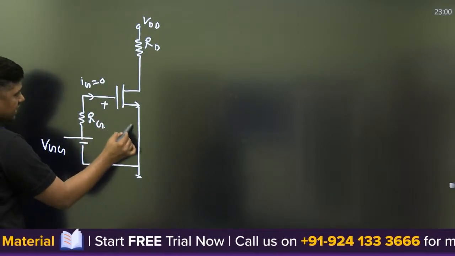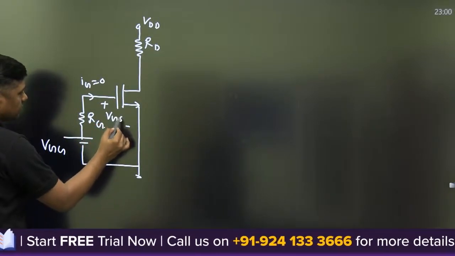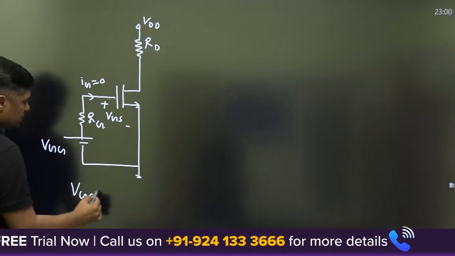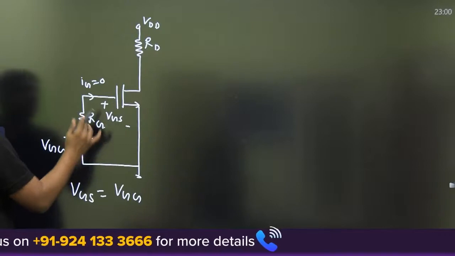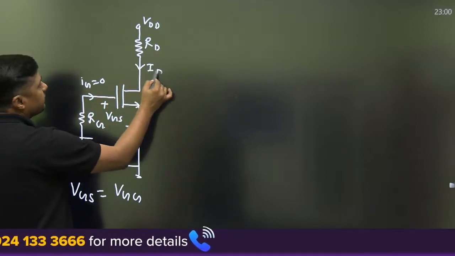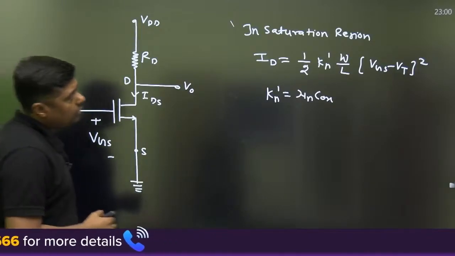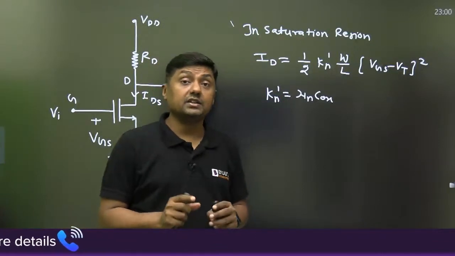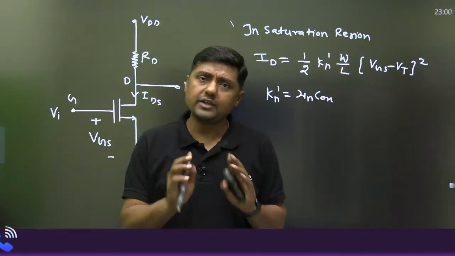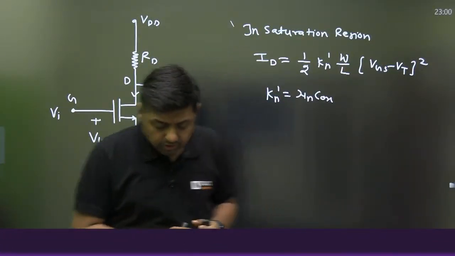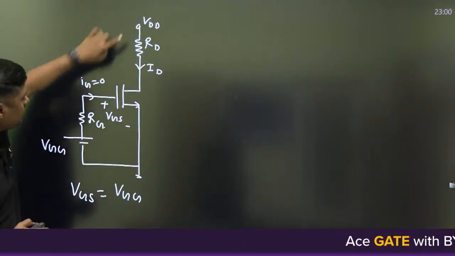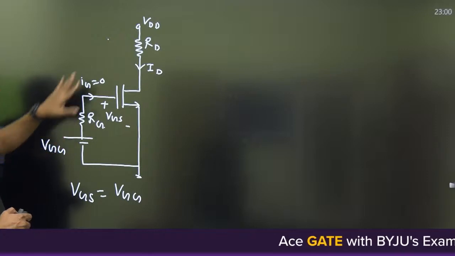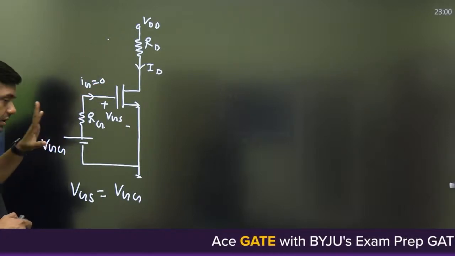Then in that case, VGS will become directly VGG, the DC voltage VGS. And now you can find the ID. Already I have given you the formula. From this formula you can find the ID. That is called fixed biasing. But what is the problem in this circuit? We are having two batteries. One is VDD here, and one is VGG here. So there are two batteries, right?